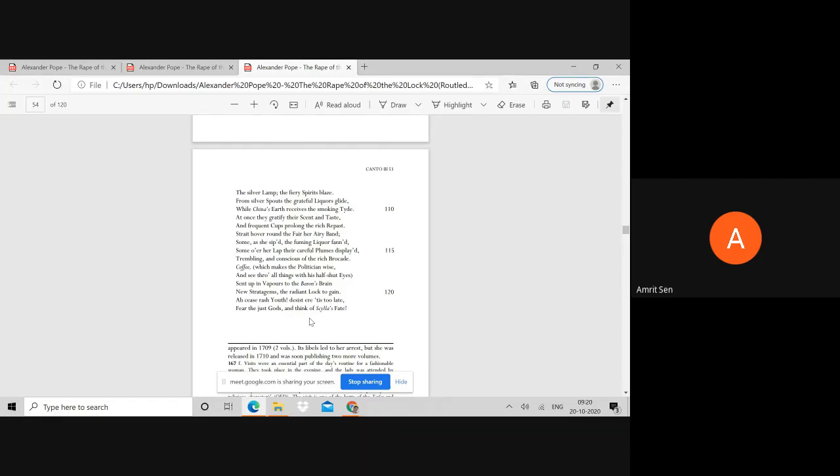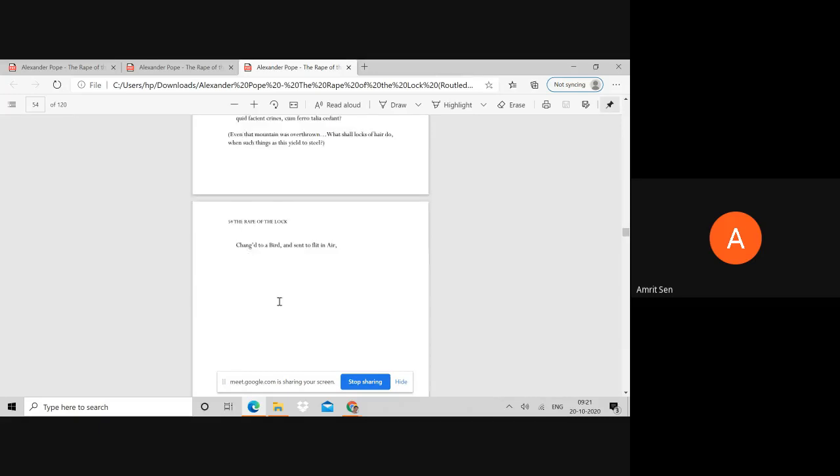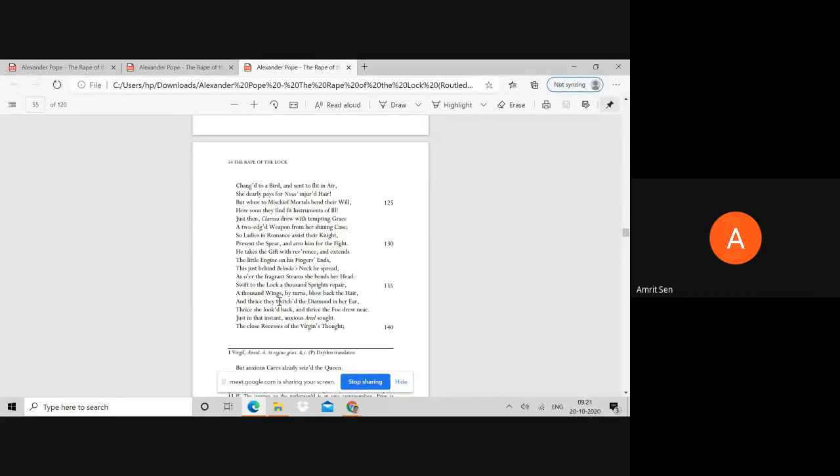Right. So this is the allusion. So "cease rash youth." This is the baron. "Desist ere too late. Fear the just gods and think of Scylla's fate." Changed to a bird. Right. So she was transformed, metamorphosed into a bird, and said to flit in air, she dearly pays for Nisus's injured hair. Right. So just as Scylla was punished for plucking Nisus's hair, so also Baron, desist before you two are punished, you two are changed.